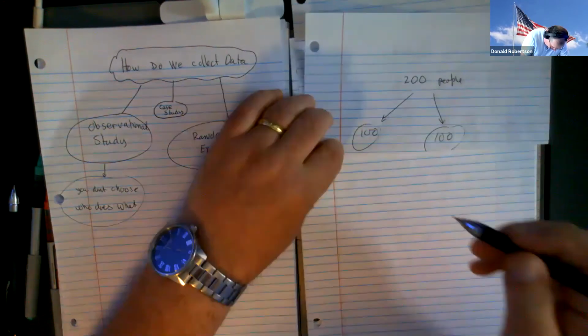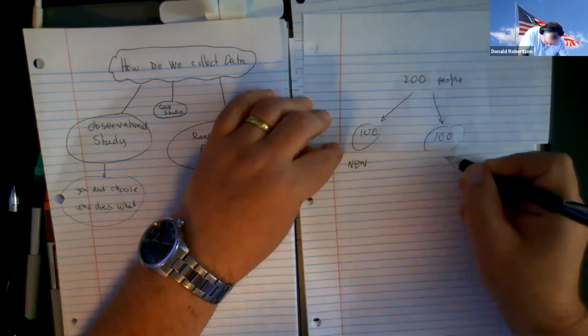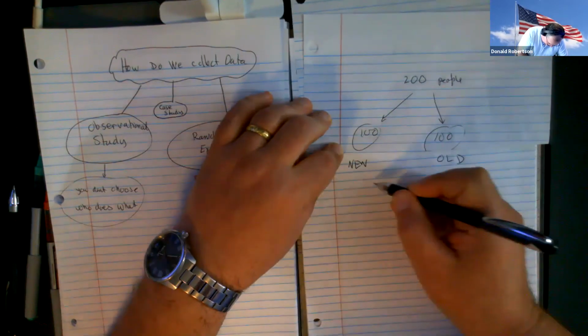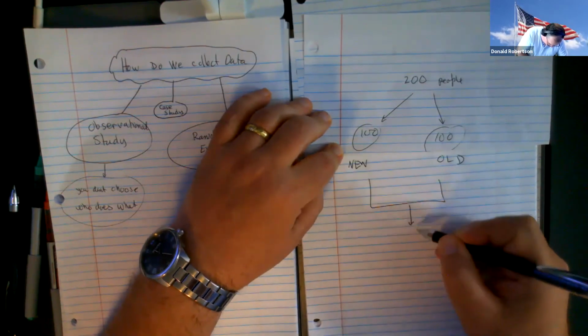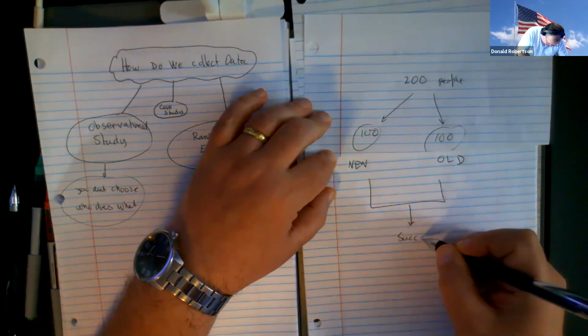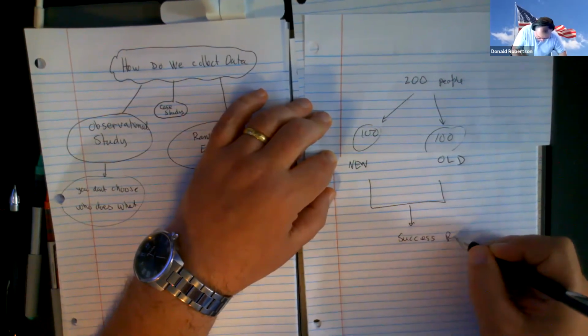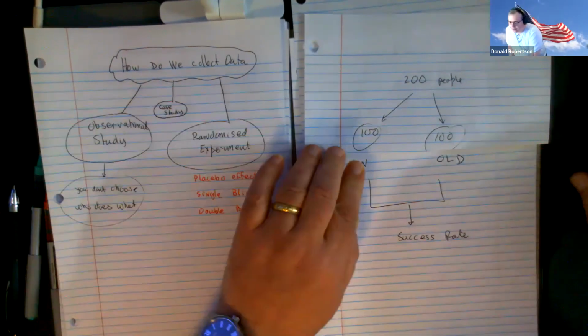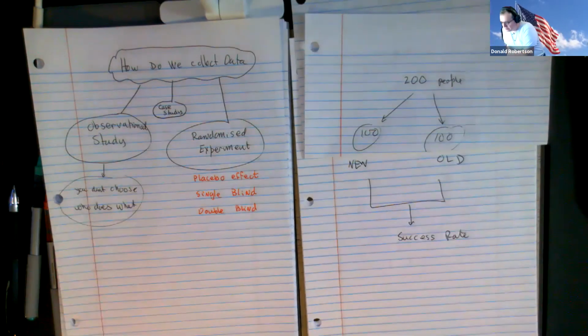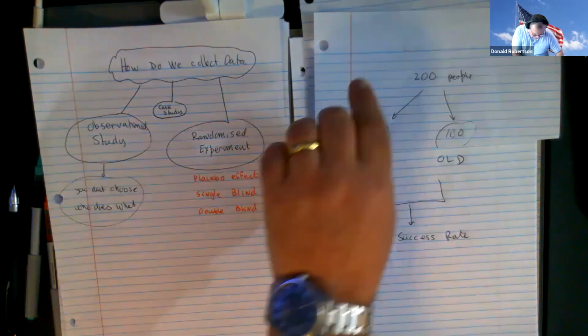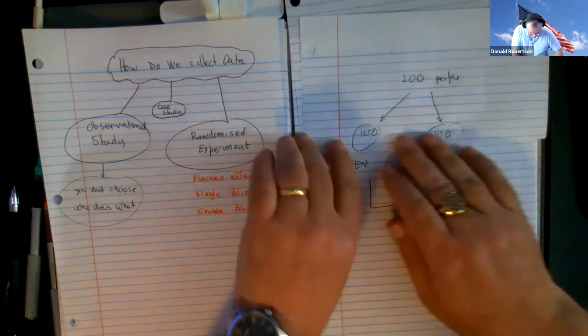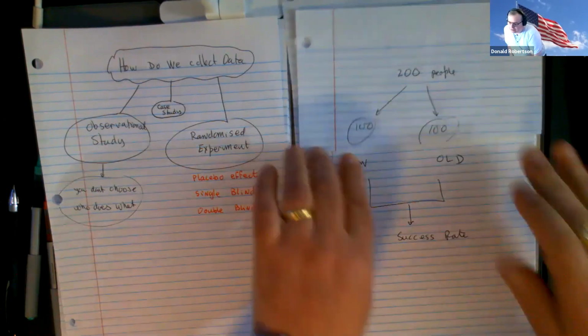100 of them get the new drug, and the other 100 get the old drug. And then at the end, they find out a success rate. So let's suppose they get a new treatment for breast cancer, right? They've already got a treatment. They get 200 volunteers or 200 people who have got breast cancer, and they randomly split them into two groups.